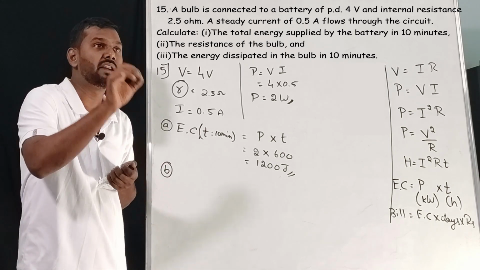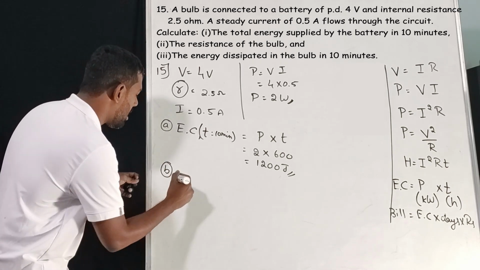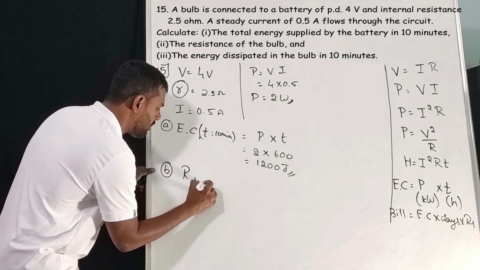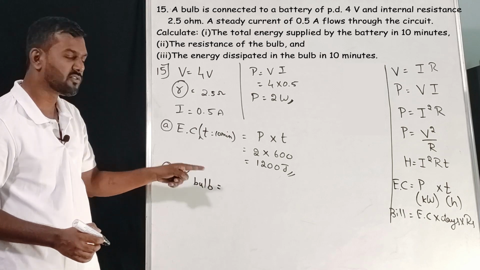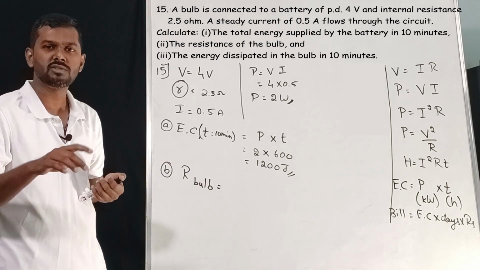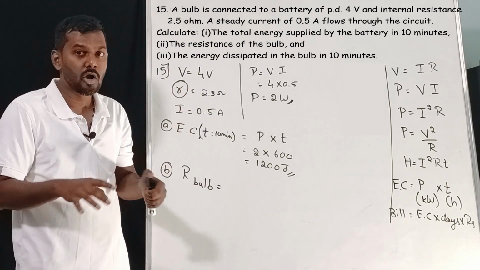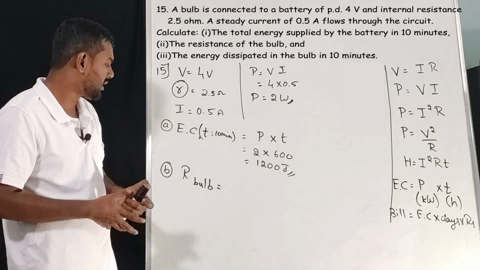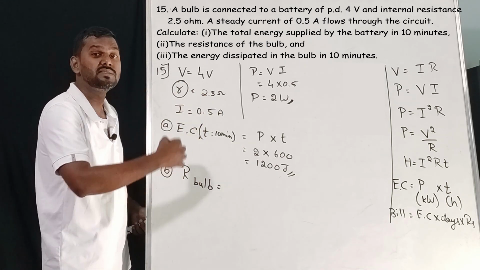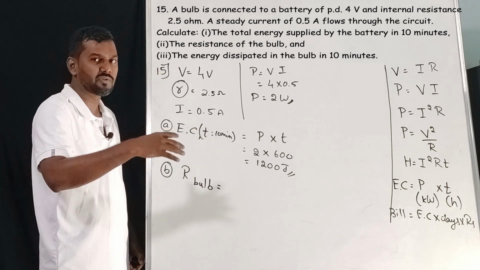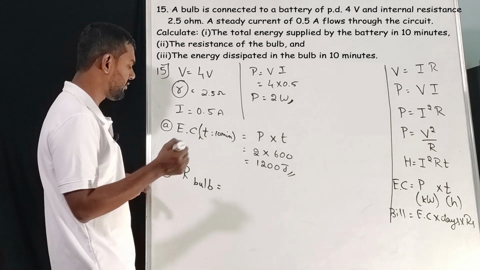Next, second sub question, the resistance of the bulb. R of bulb. See, internal resistance is given. Okay, resistance of the bulb, how we can find it? First we have to find the total resistance. In that total resistance, if we subtract internal resistance, we will get the resistance of the bulb. So first we need to find the total resistance. How we can find it?